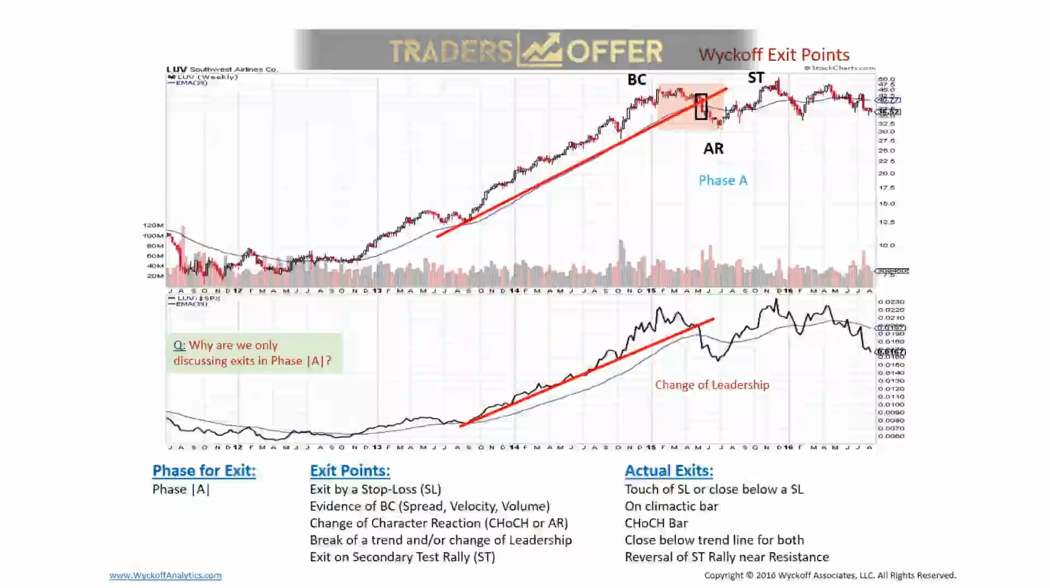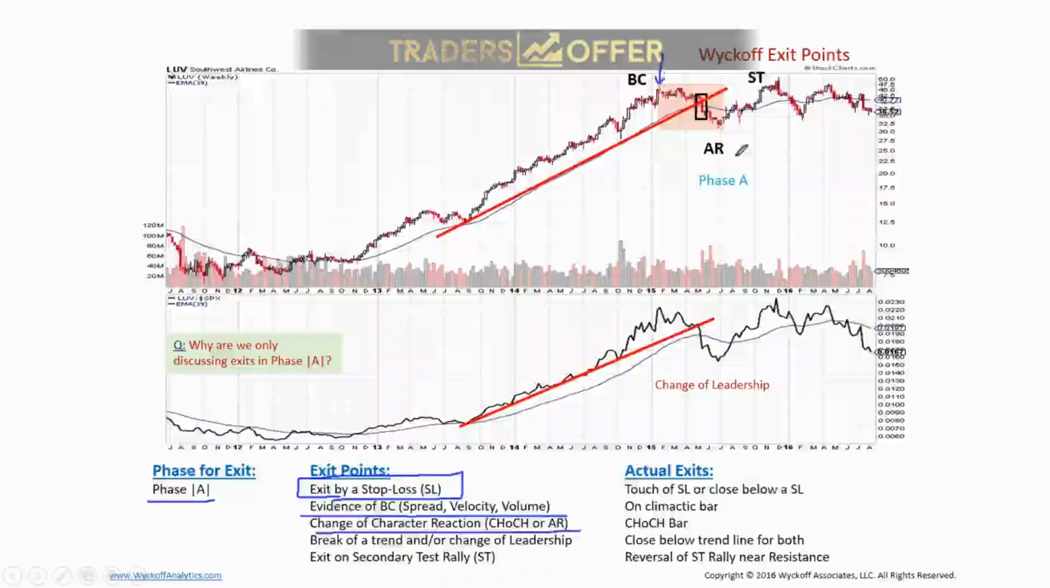One of the exit points, just based on Wyckoff methodology, is a change of character, and a change of character is going to occur in phase A. Therefore, identification of the specific Wyckoff events around phase A is crucial to us to understand that the trend is done and we should exit our position. So what are the exit points here in phase A? Well, obviously, just the stop loss, the ones that you're going to use either with significant bars or any other techniques. Evidence of the climactic action where the spread, velocity and volume increase, so something like this.